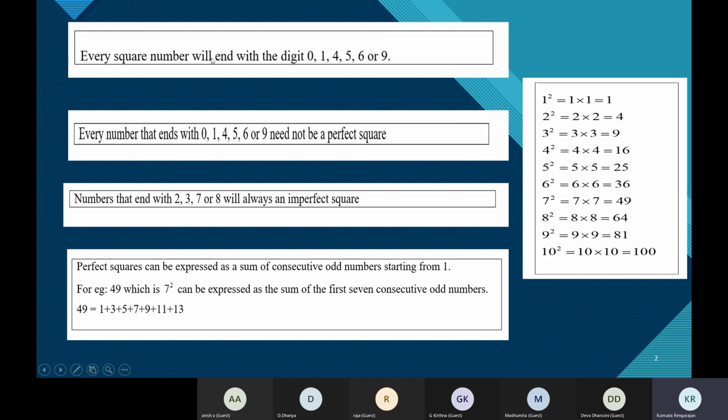So every square number will end with the digit 0, 1, 4, 5, 6 or 9. You can see it here. If it's a square number, it should end with one of these digits. It can end with 1. See, there is no number here. There is no square number here which ends with 2.